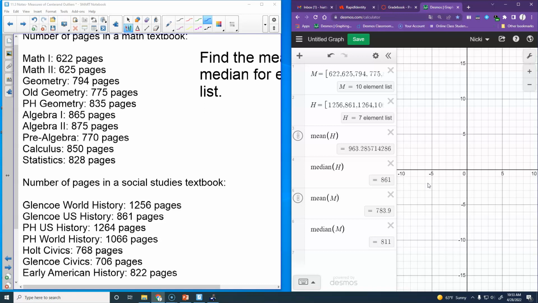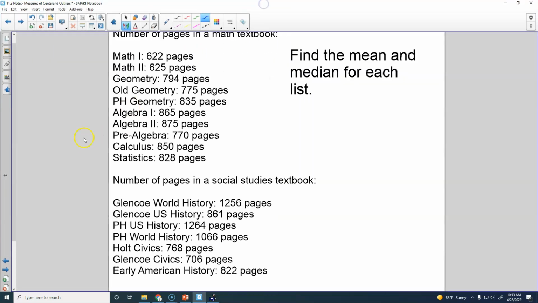All right, I think most everybody has the first one at least, and several of you have the second one. So we're going to go on and look at these. For math, you should get 783.9 as your mean. And median, you should get 811.